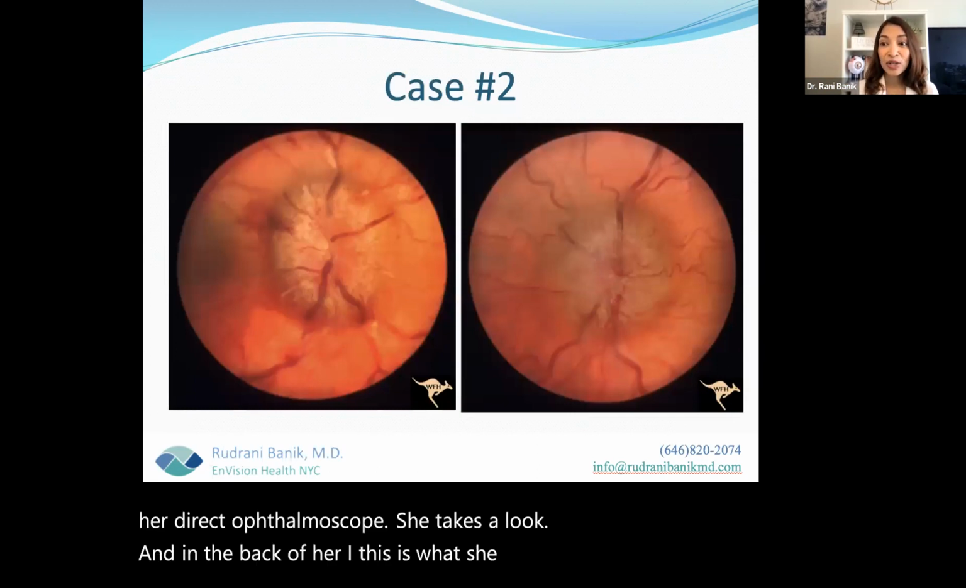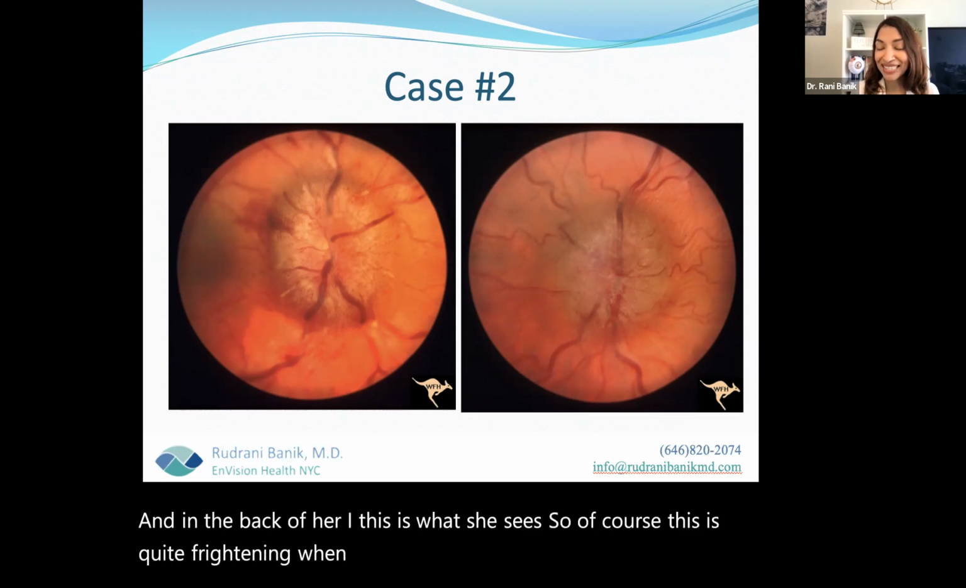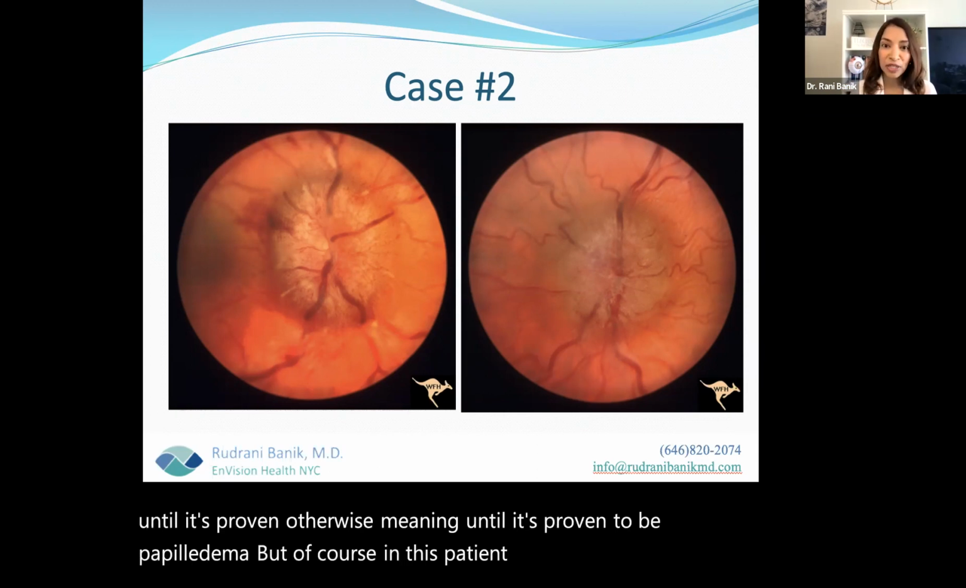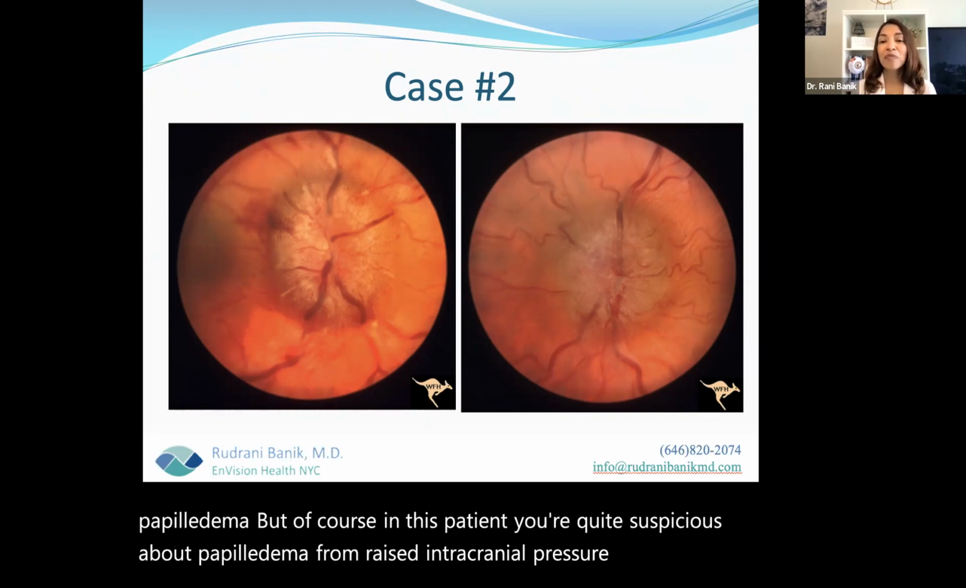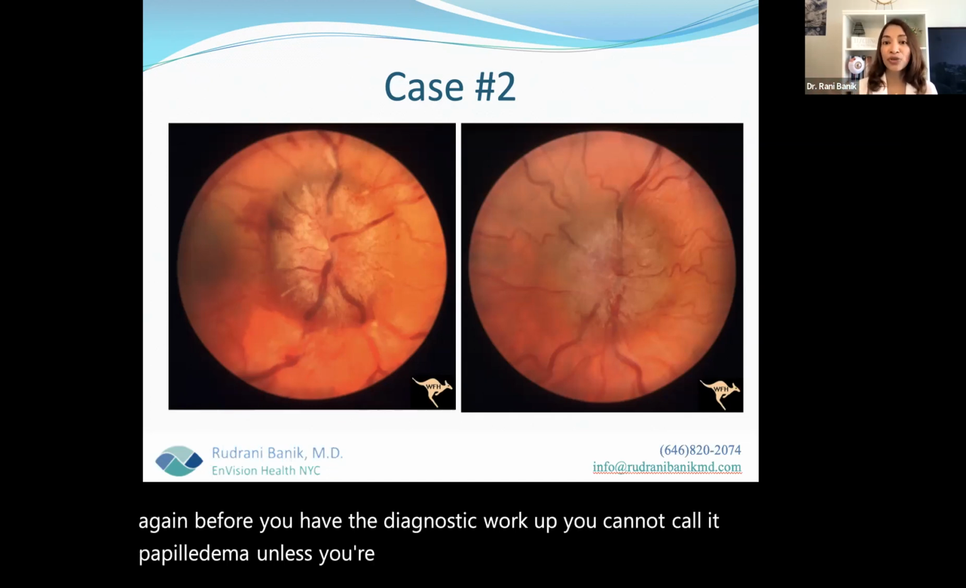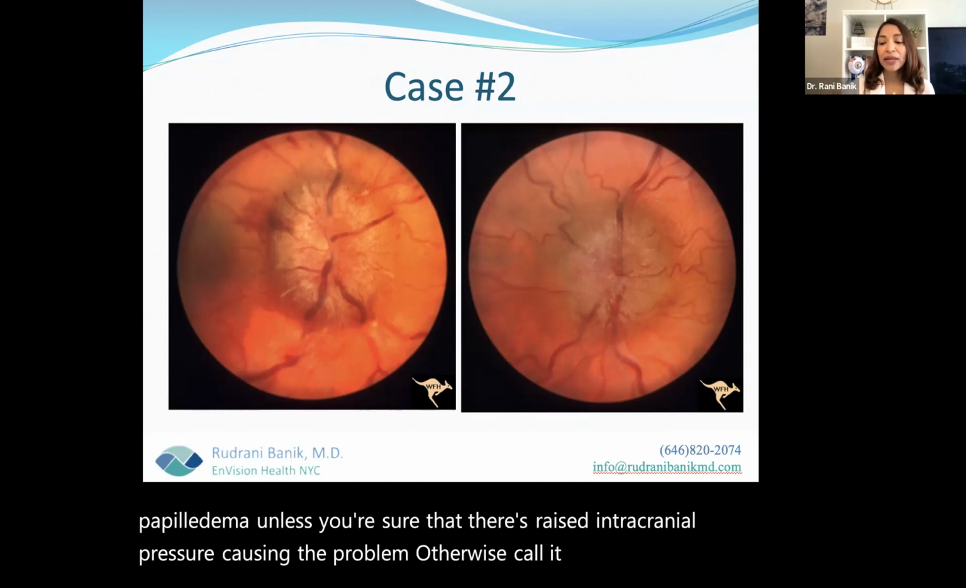So of course, this is quite frightening when you first may see it. It is bilateral disc edema until it's proven otherwise, meaning until it's proven to be papilledema. But of course, in this patient, you're quite suspicious about papilledema from raised intracranial pressure. But basically, before you have the diagnostic workup, you cannot call it papilledema unless you're sure that there's raised intracranial pressure causing the problem. Otherwise, call it bilateral disc edema.